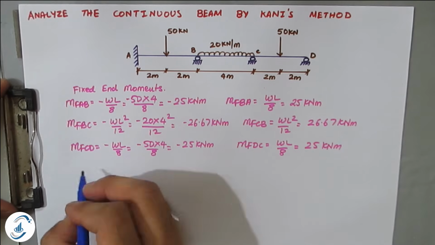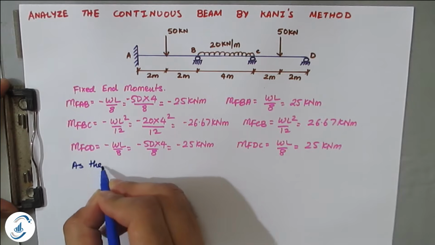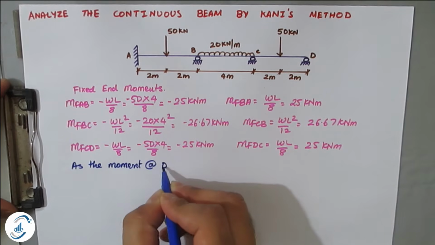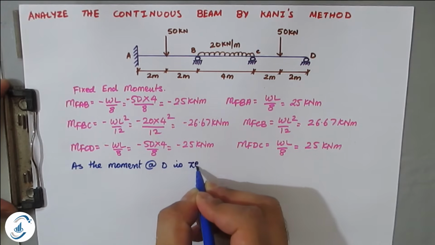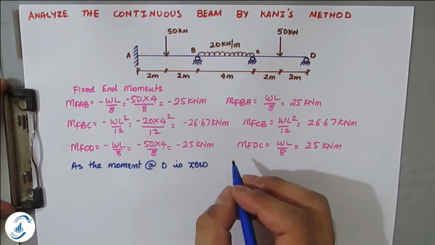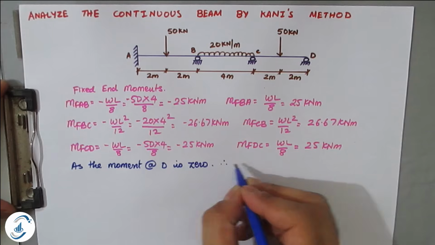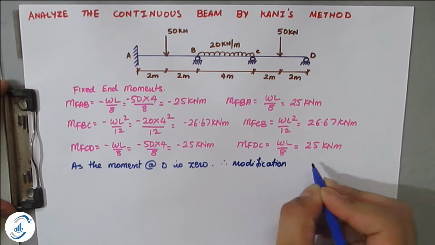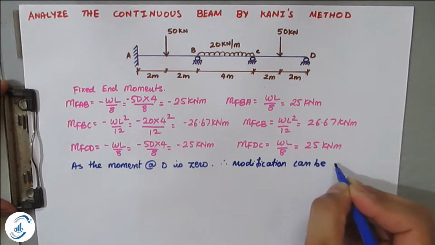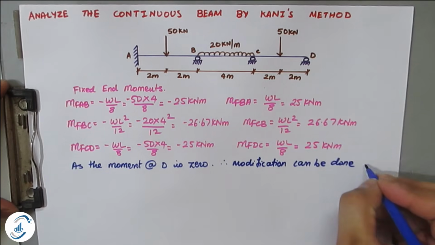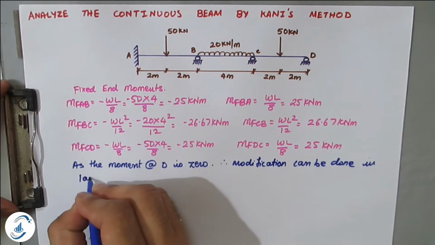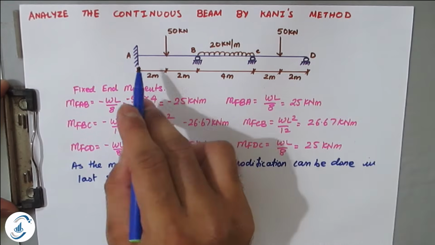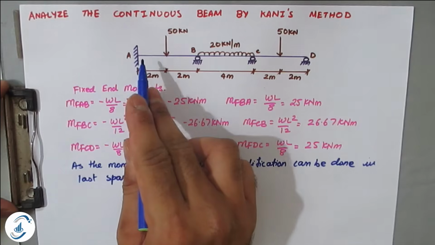So now I'll write here, the moment at D is 0. Therefore, modification can be done in the last span. Last span means the CD span in this case. So we are not going to have any modification at the other end because it is fixed.